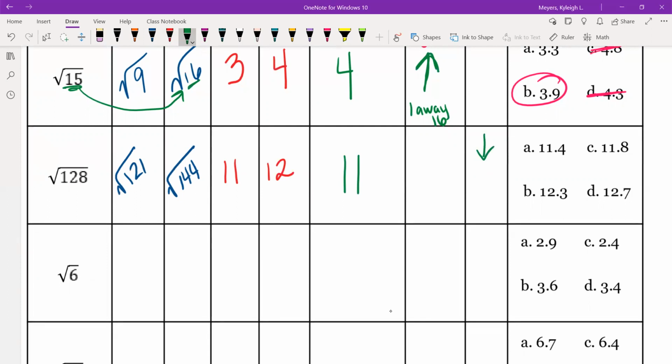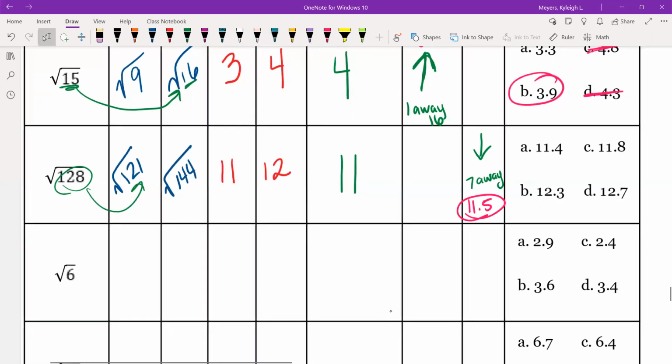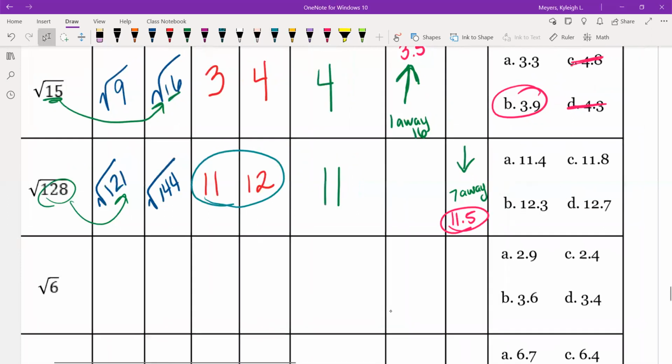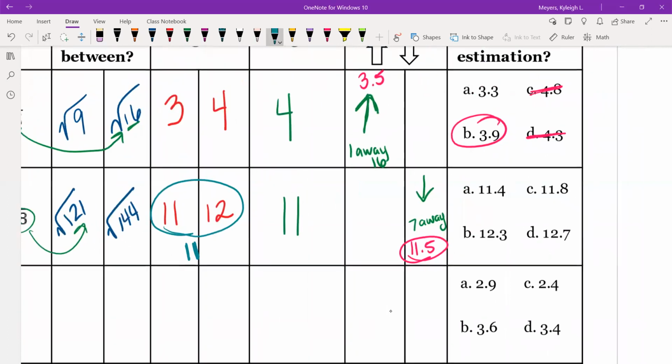How far away is 128 from 121? It's 7 away. So that means it's below 11.5. Where I'm getting this 11.5 from is because it needs to be between 11 and 12. So halfway between 11 and 12 is 11.5. So we're really determining, is it above it or below it? In this case, we said it's below 11.5, and the only one there below 11.5 is A.